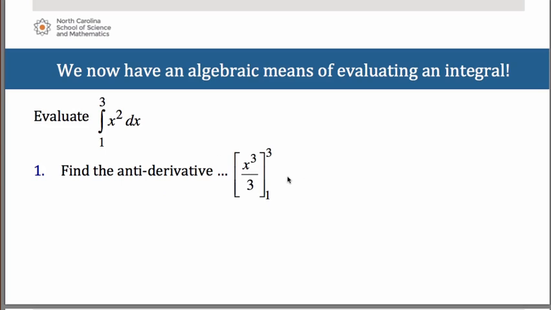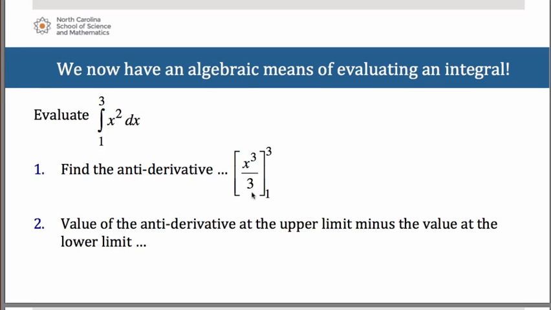Notice the notation that we use to indicate that we have here an antiderivative, and we're going to evaluate it from 1 to 3. The square brackets you see here are pretty standard in terms of how we write this out by hand. Once you have your antiderivative, we're going to evaluate that antiderivative at the upper limit of integration minus the value at the lower limit of integration.